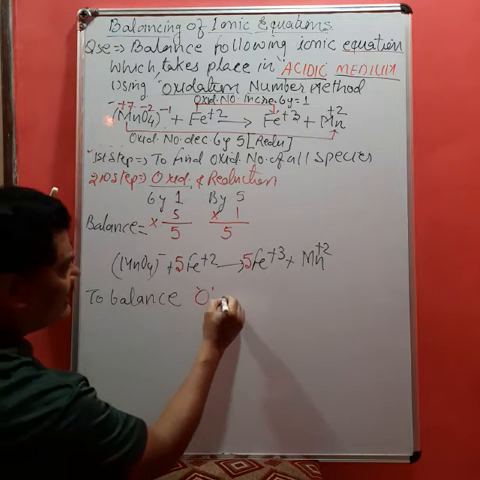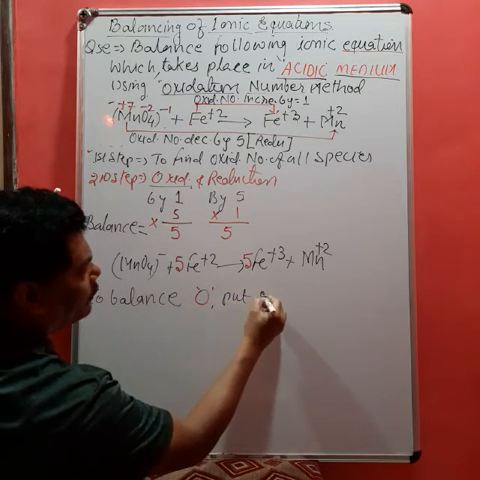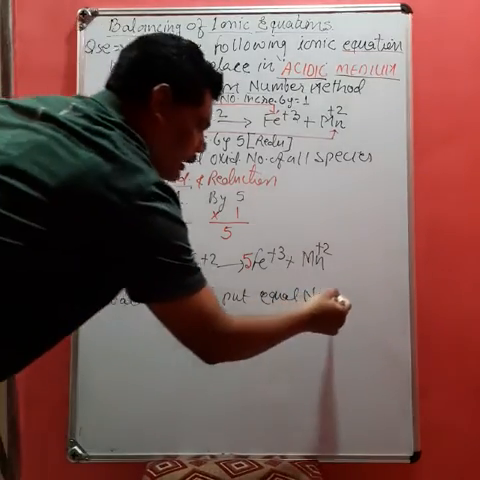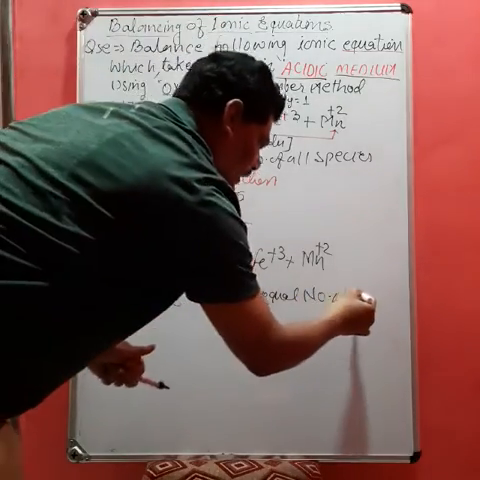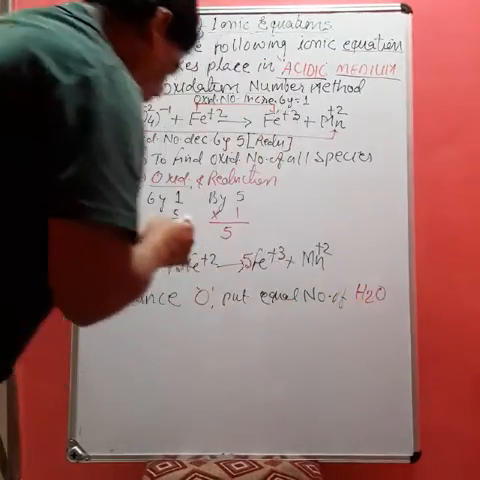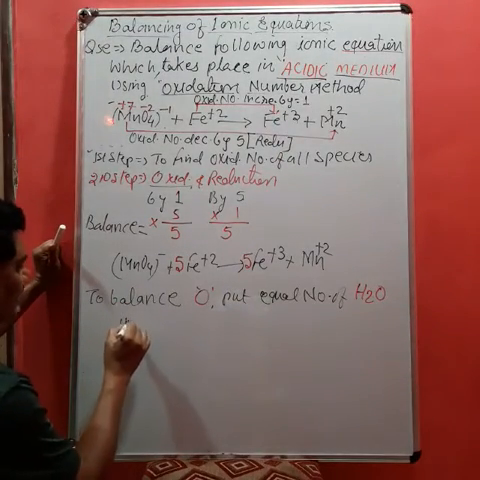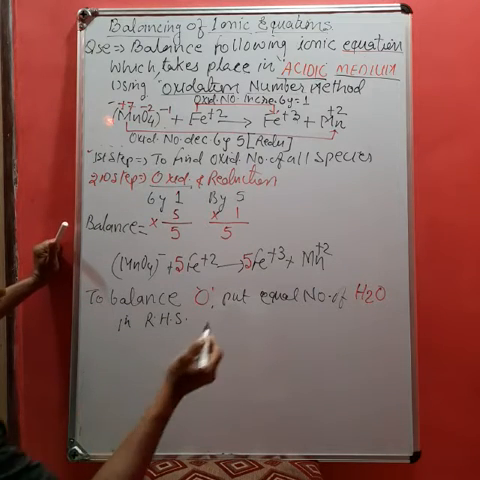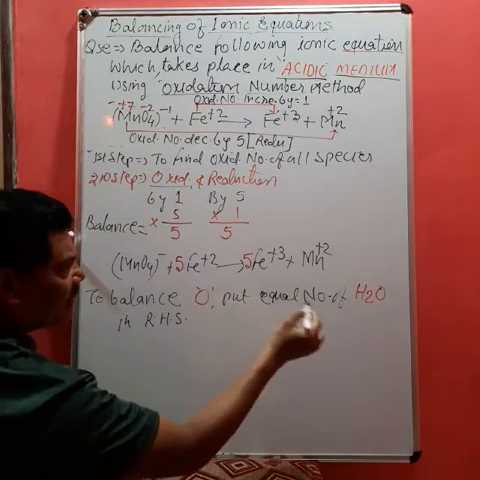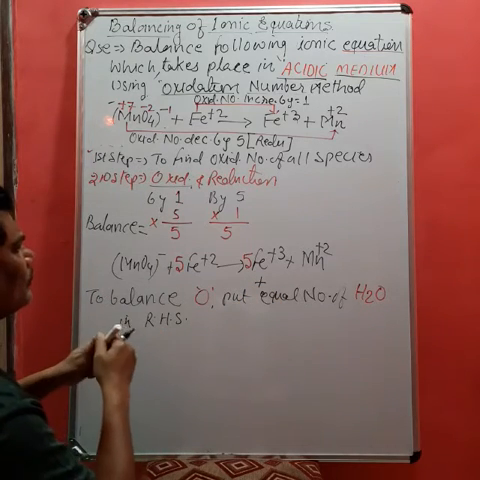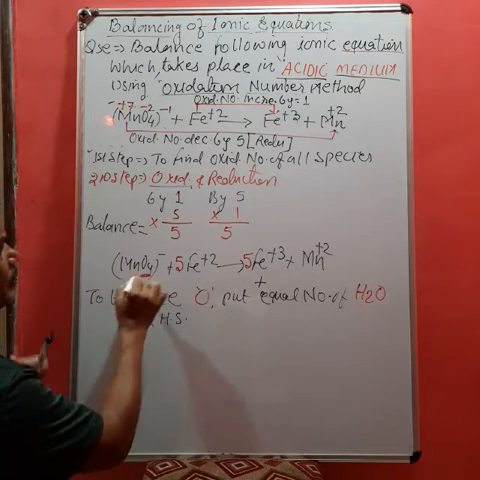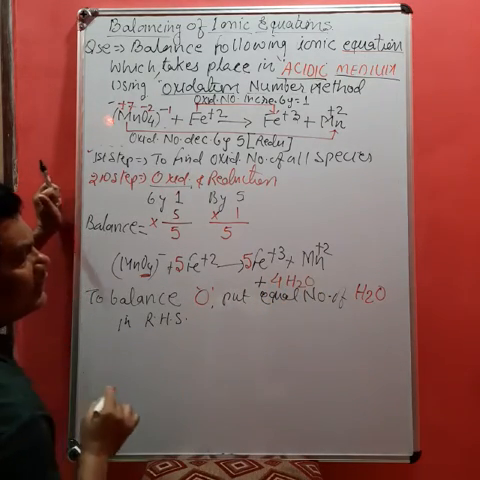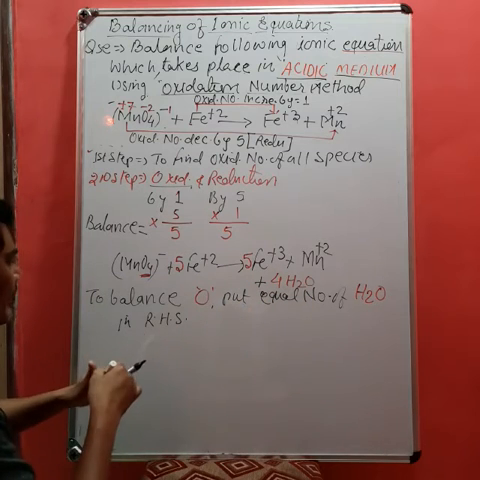So to balance oxygen, put an equal number of H2O, as I told you, on the right-hand side. So you write directly here plus how many H2O? There are 4 oxygens, so there will be 4 H2O. Thus oxygen is balanced.